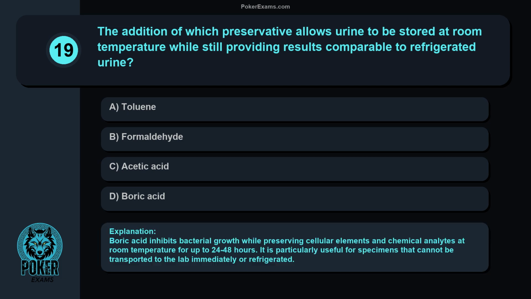Boric acid inhibits bacterial growth while preserving cellular elements and chemical analytes at room temperature for up to 24 to 48 hours. It is particularly useful for specimens that cannot be transported to the lab immediately or refrigerated.